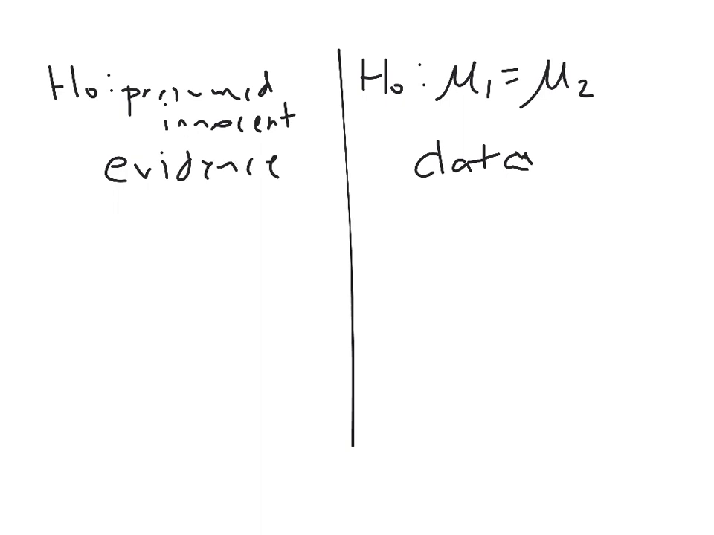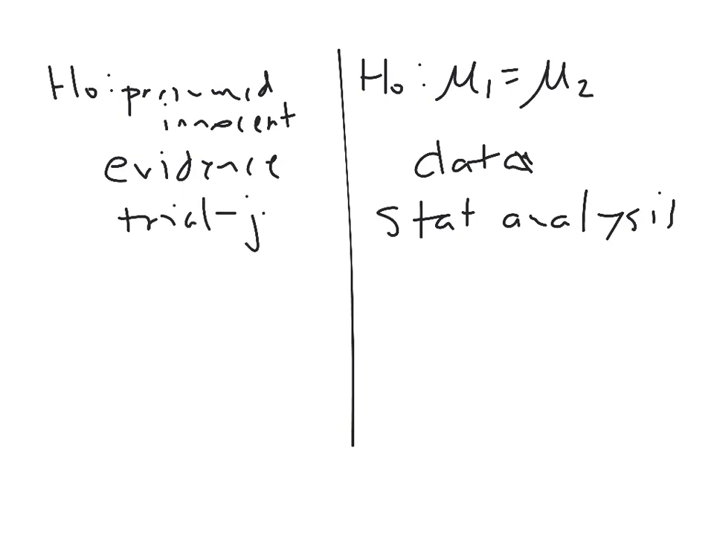Now, in an experimental study, after we've collected our data, we're going to do some sort of a statistical analysis. In a court trial, we're going to have the trial, obviously, and then our statistical analysis typically might be a decision that's made by the jury. Let me go back to the court case now.